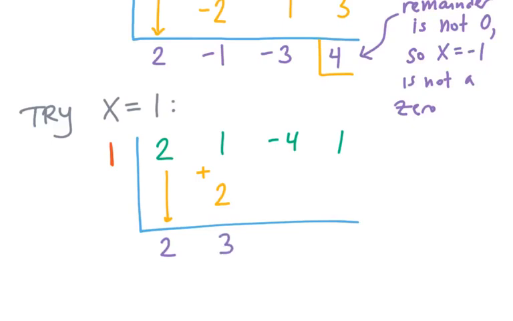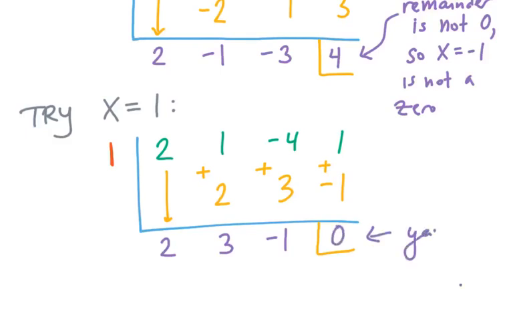Multiply with the 1 out front. That gives us 3. Add down this column to get -1. Multiply with the 1 out front to get -1. Add those results and we get a remainder of 0.